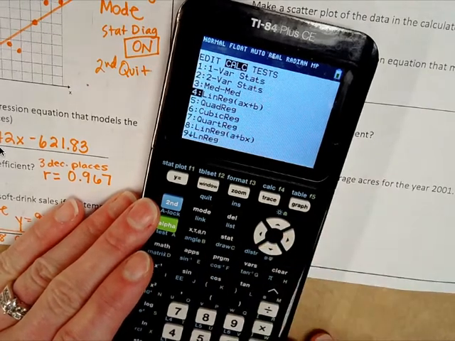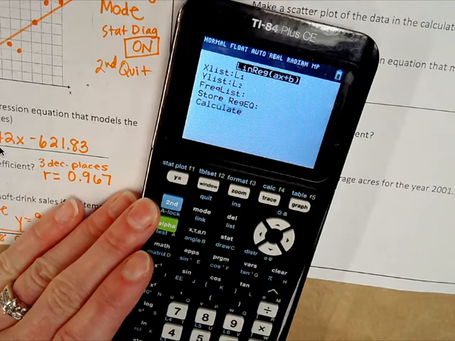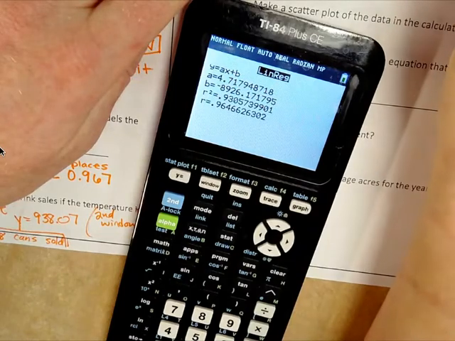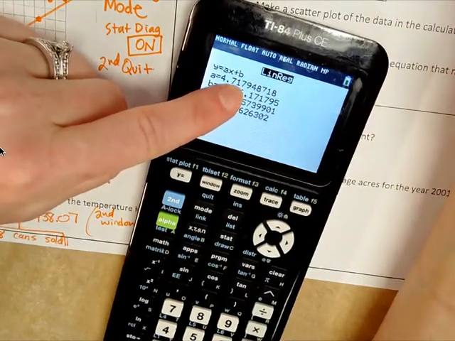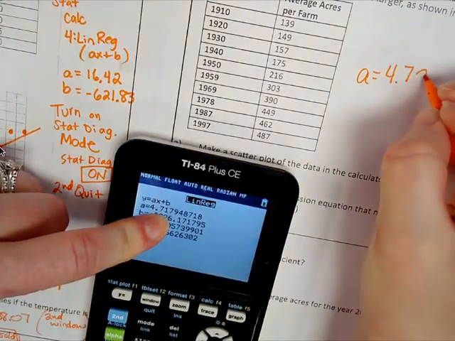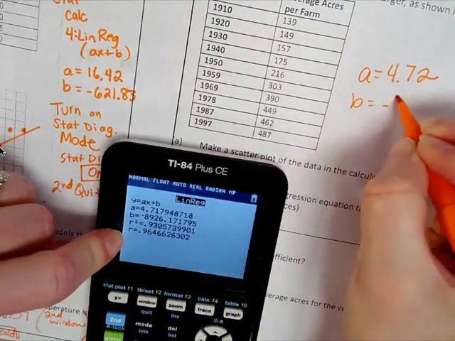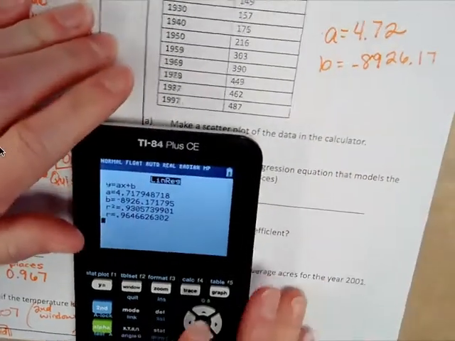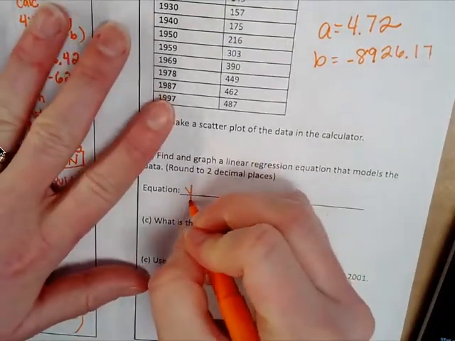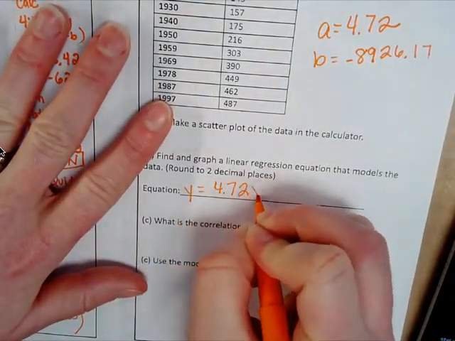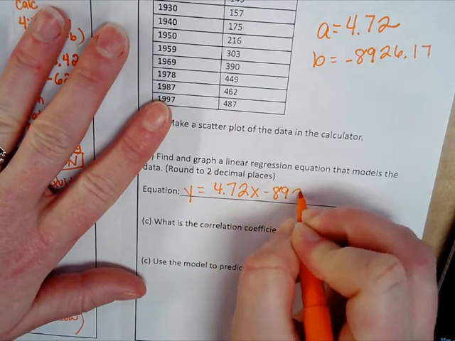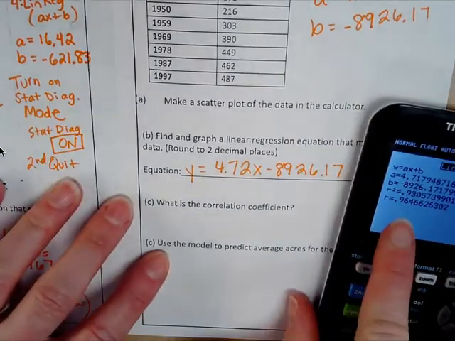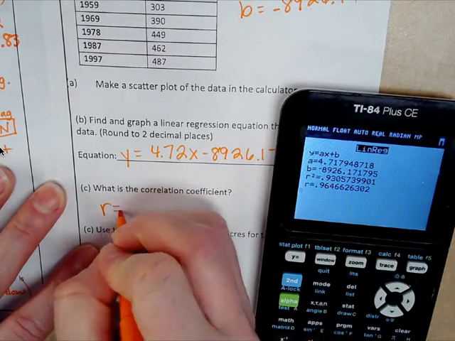Stat, over to calc, and we want to do linear regression. So it gives us that the A is 4.7. We're going to round that 1. It's going to have to go up to a 2. And then B is negative 8,926.17. So the calculator gives us the equation. And the correlation coefficient is R, so I can go ahead and put that down.